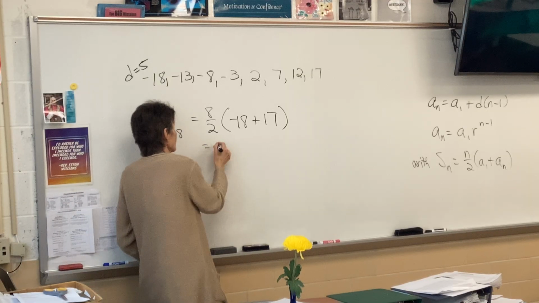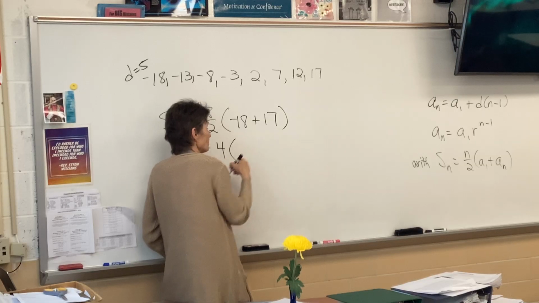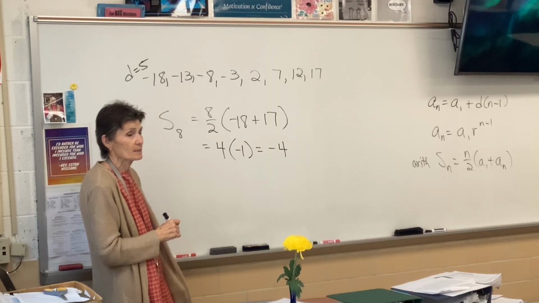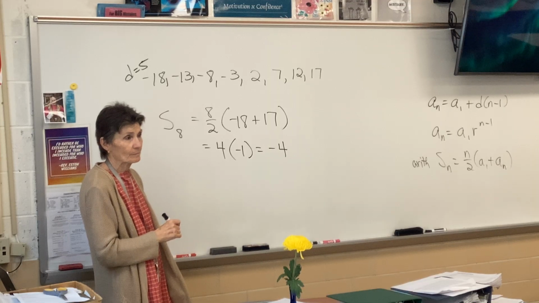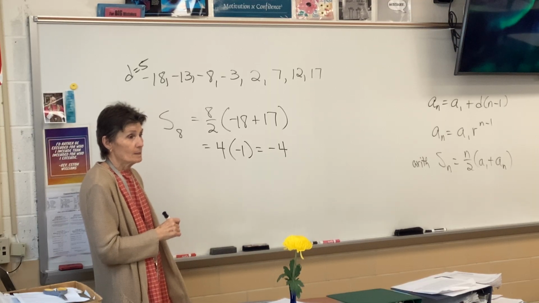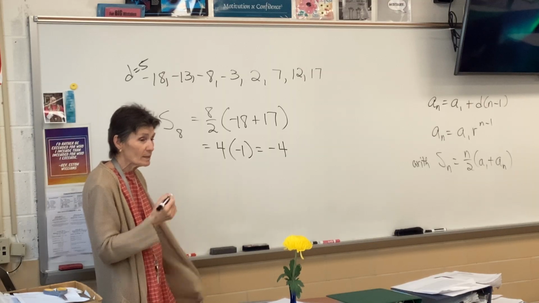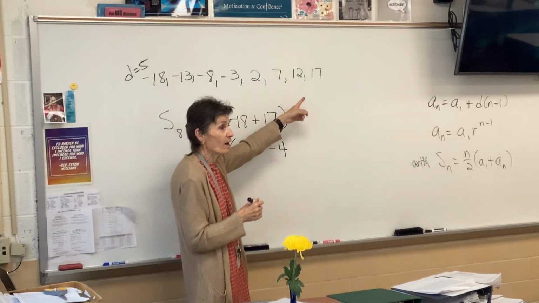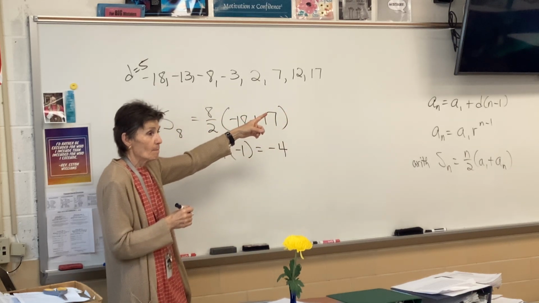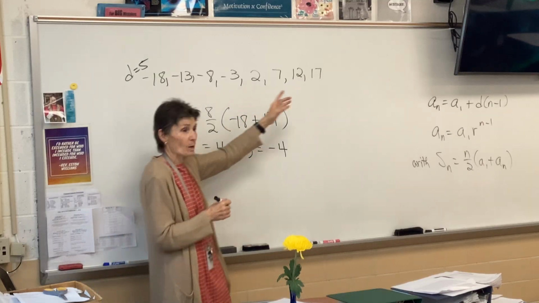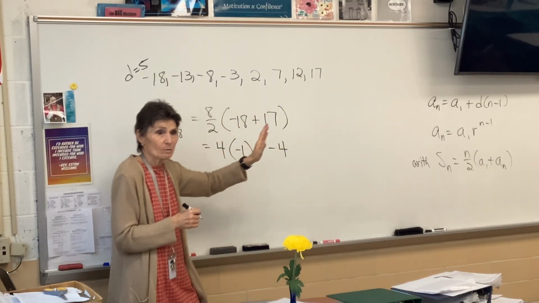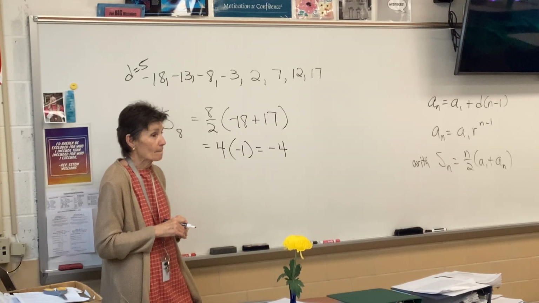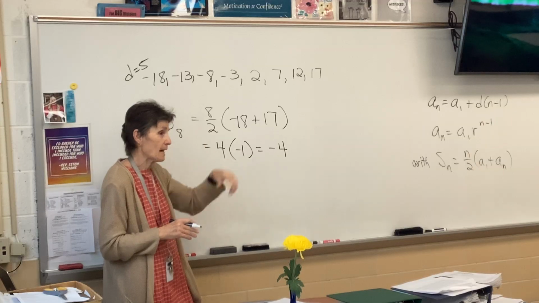So 8 over 2 is 4. Negative 18 plus 17 is negative 1. It looks like the sum of these would be just negative 4. Now, again, on quiz day or test day, if you want to just add all those up, that's fine. But I wouldn't count on doing that if there were 800 of them, right? With the formula, you can add up however many in a snap. You're not going to have time to add up all.